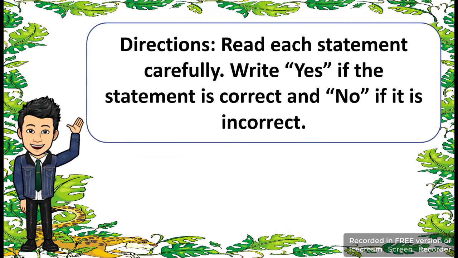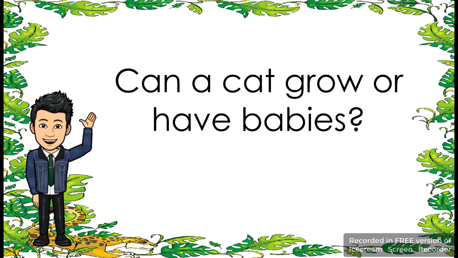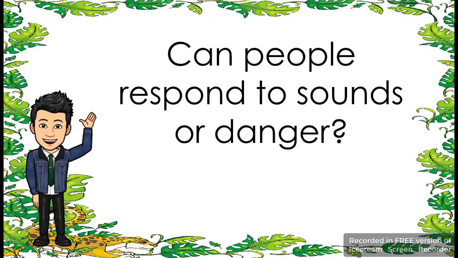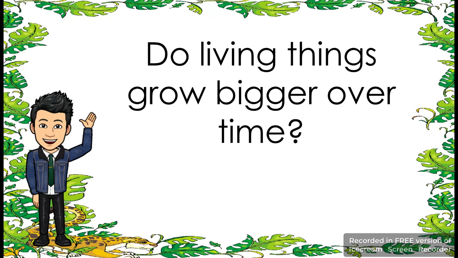Write yes if the statement is correct and no if it is incorrect. Number 1. Can a cat grow or have babies? The correct answer is yes. Can people respond to sounds or danger? The answer is yes. Do living things grow bigger over time?